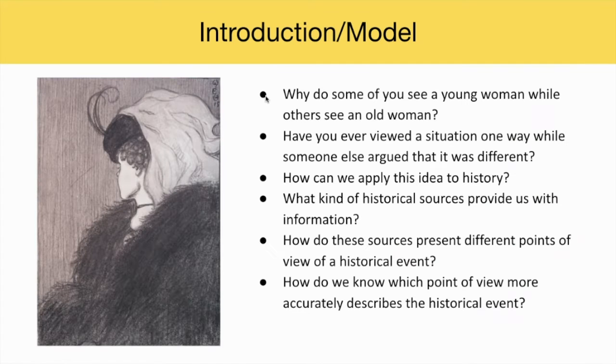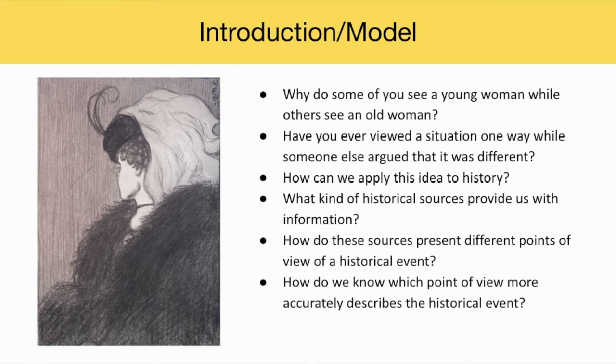Then you'll facilitate a class discussion on how two different images are visible in the same picture by asking, why do some of you see a young woman while others see an old woman? Have you ever viewed a situation one way while someone else argued that it was different? How can we apply this idea to history? What kind of historical sources provide us with information? How do these sources present different points of view of a historical event? How do we know which point of view more accurately describes a historical event?